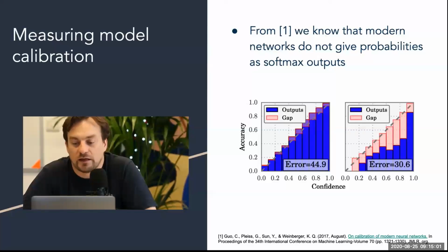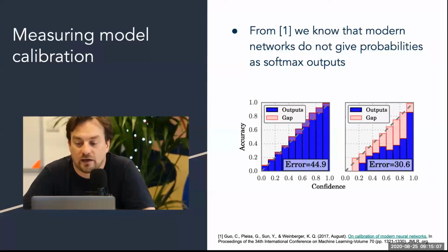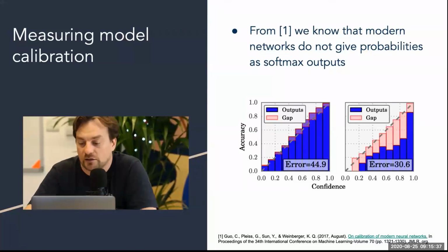And modern networks do not actually give probability estimates as their softmax outputs. They instead give wildly overconfident predictions. So what we see is that the lower probability events are usually predicted with much higher confidence than they should be, even though the error is much lower. So these models are way more accurate on the pure prediction task.